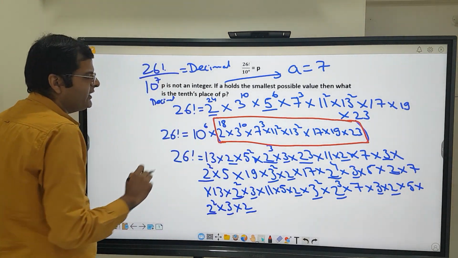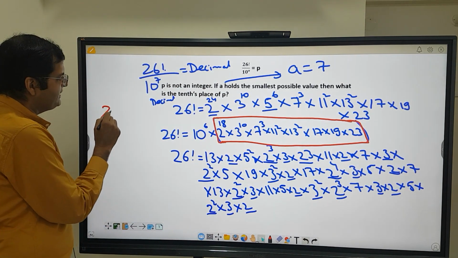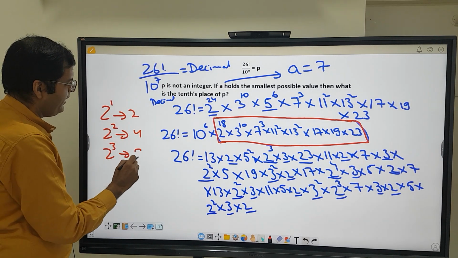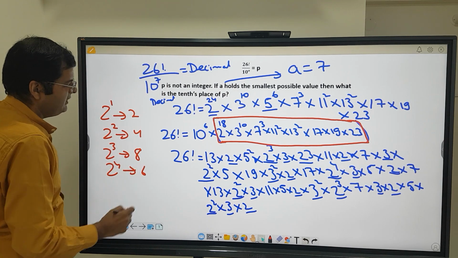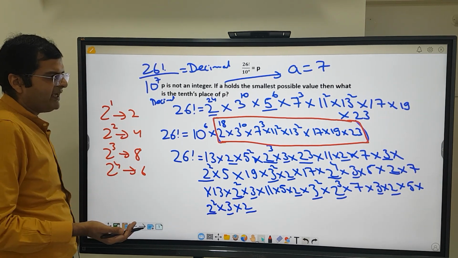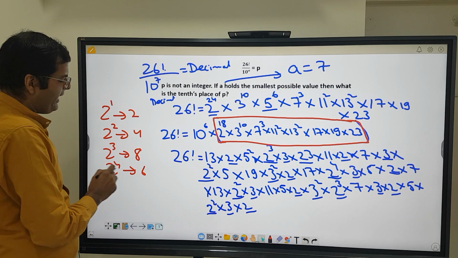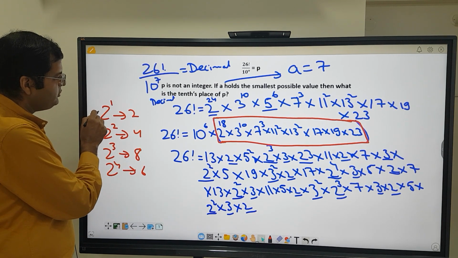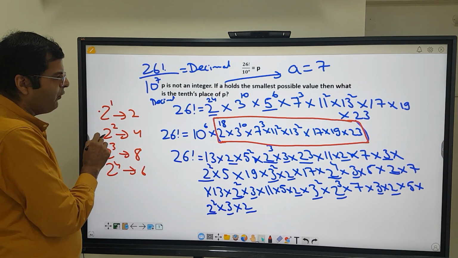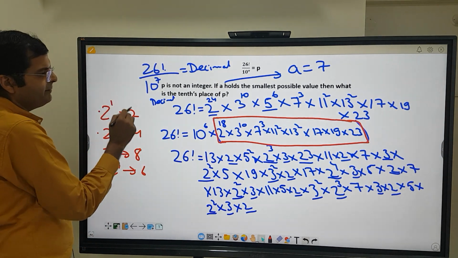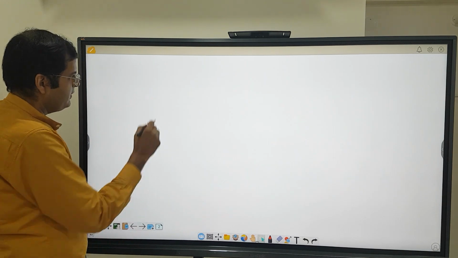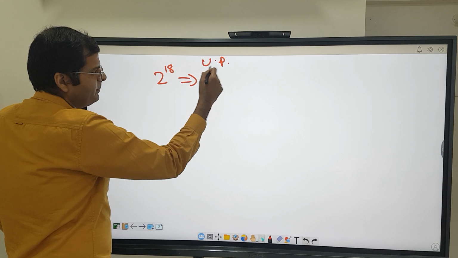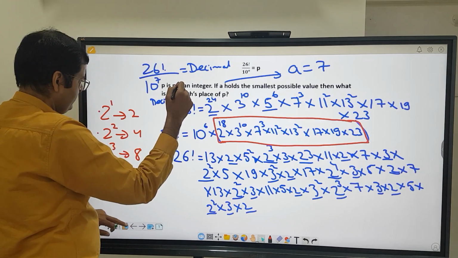So the units place of 2 raised to 18 we have to find. We know from cyclicity 2 raised to 1 is 2, 2 square 4, 2 cube 8, 2 raised to 4 is 6. These are the units places, and 4 is the cyclicity of 2. So every multiple of 4 will end here. That means 2 raised to 16 will have 6. Then 2 raised to 17 will have 2, and 2 raised to 18 will have 4. So for 2 raised to power 18, the units place is 4.